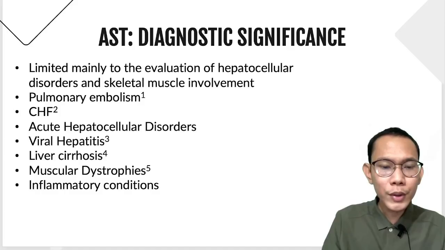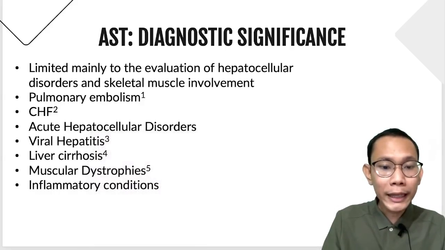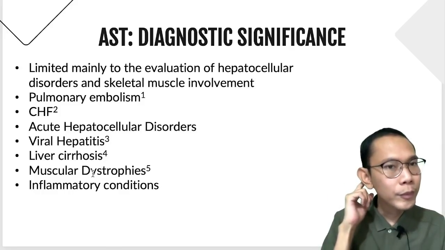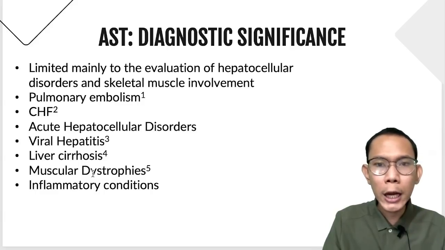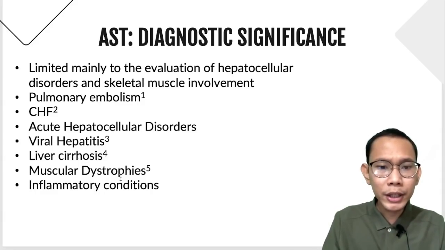And then, we also have these diseases, your muscular dystrophies and your inflammatory conditions. These two conditions will lead to 4 to 8 times the upper limit of normal. So, mas tataas siya 4 to 8 times. So, ano yung muscular dystrophies? It will lead to progressive weakness of your muscle. So, your muscular dystrophies.